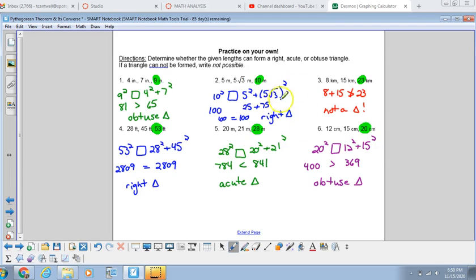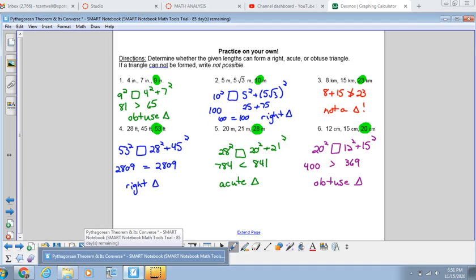And again, I recommend using Desmos for this if you're not sure, but this comes out to be 75 plus 25, which makes 100. So we have a right triangle. Number 3. On number 3, when we add up the 2 smaller sides, it is not greater than the third side, so number 3 doesn't even make a triangle. Number 4, our C squared is equal to our A squared plus B squared, so we have a right triangle. Number 5, our C squared is less than A squared plus B squared, so we have an acute triangle. And number 6, our C squared is greater than A squared plus B squared, and so we have an obtuse triangle.